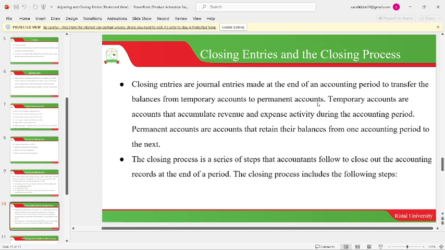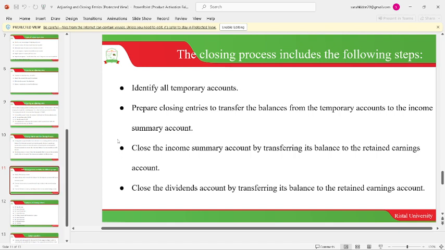That's permanent accounts. So the closing process is a series of steps that accountants follow to close out the accounting records at the end of the period. So the closing process includes the steps. So let's look at those steps that are involved under the closing process. So we identify all the temporary accounts. You have to identify all those accounts that are temporary.